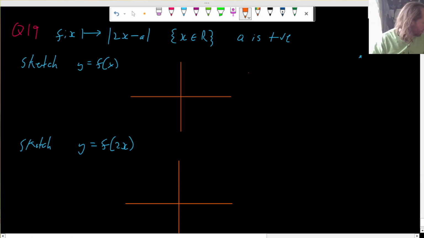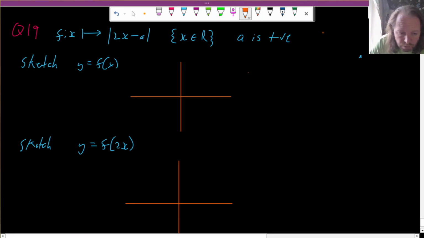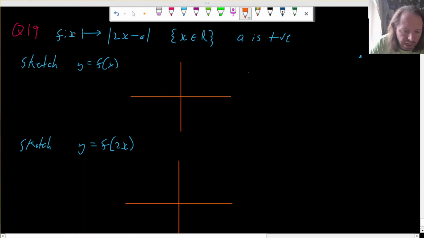Here we are, question 19, chapter 2, functions and graphs from the Edexcel A-level maths year 2. The function f of x is defined as the modulus of 2x minus a, where a is a positive number. Sketch the graph. Well, what do we have here?